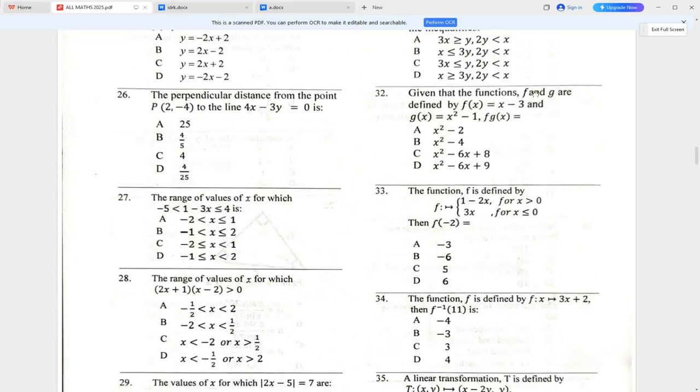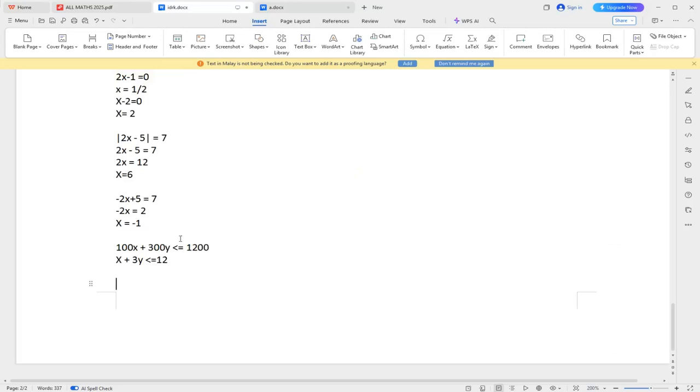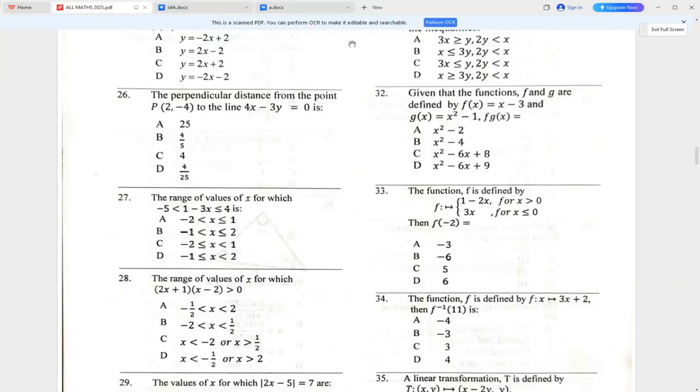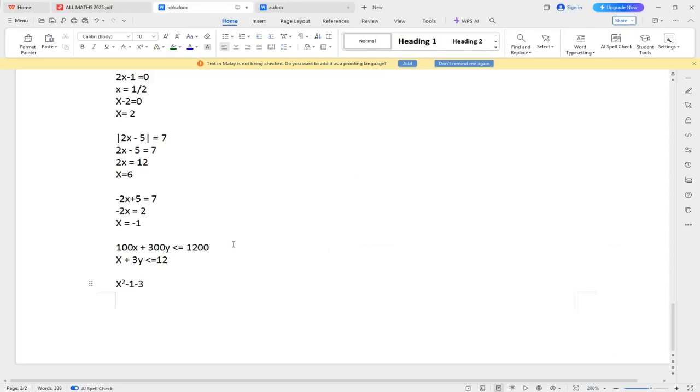Now 32. Given that the functions f and g are defined by f of x is equal to x minus 3 and g of x is equal to x squared minus 1, f of g of x is equal to. So for this we are substituting g of x where we find x in f of x. So our g of x equals x squared minus 1. So we have x squared minus 1 minus 3. So this is our f of g of x, which is equal to x squared minus 4.